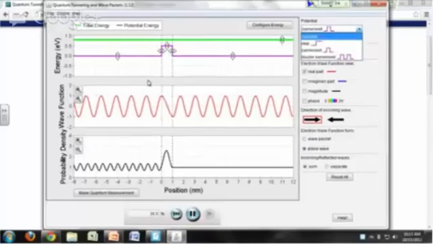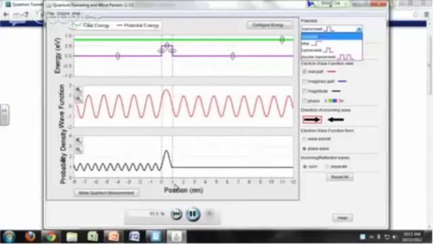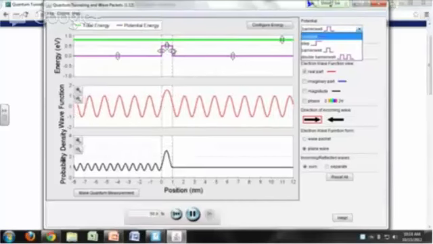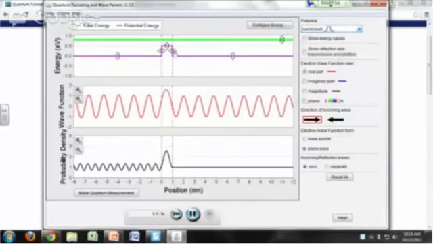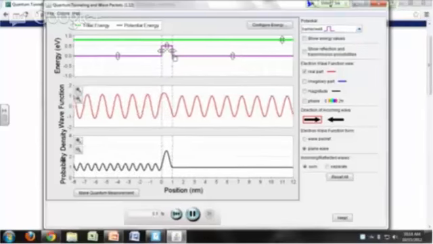So here's your potential energy up here. Okay, so it's V naught from x equals 0 to x equals L. So looks like our L here is what? 1 nanometer, right? From 0 to 1 nanometer, you have a barrier. So you can change that, the width of that barrier, by just dragging this, okay? And you can change your energy.